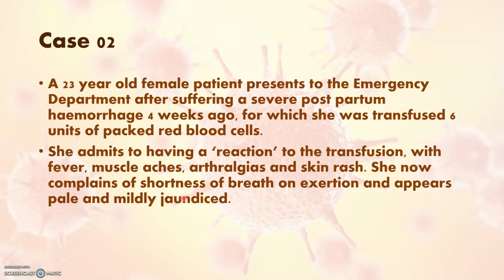Here's our case: a 23-year-old female who had a postpartum hemorrhage 4 weeks ago, for which she required quite a large transfusion. She had a reaction to this transfusion at the time, but now she's complaining of shortness of breath on exertion and looks pale and mildly jaundiced. So pause the video, see if you can work out what's going on with this patient, and then try to tie it in with type 2 hypersensitivity, and also see if you can figure out a little bit about what type 2 hypersensitivity is, its pathophysiology, clinical features, and treatment.